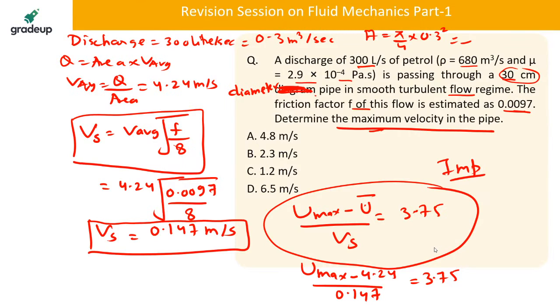This is an important relation. The maximum velocity will be equal to 4.795 meter per second, approximately 4.8.